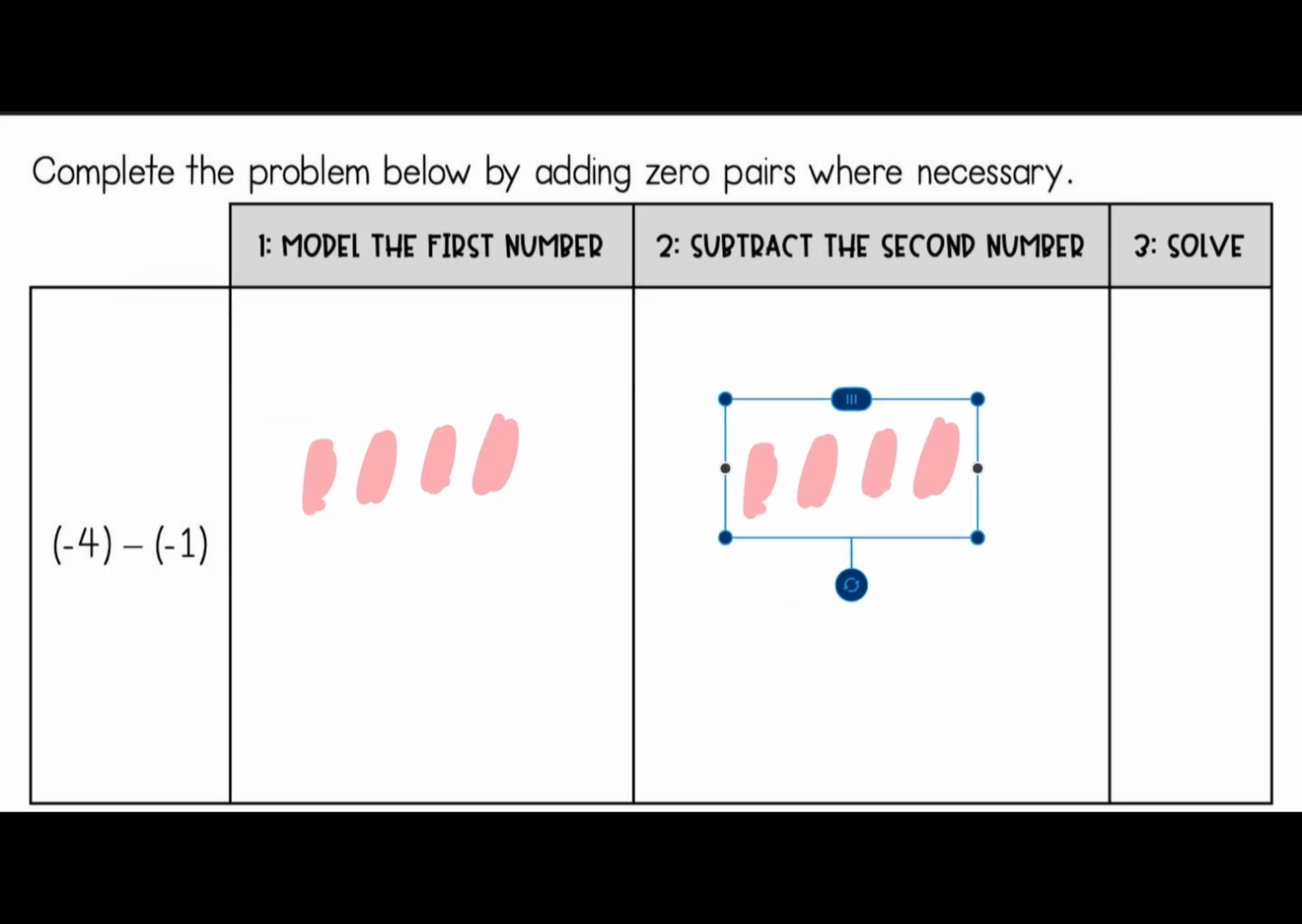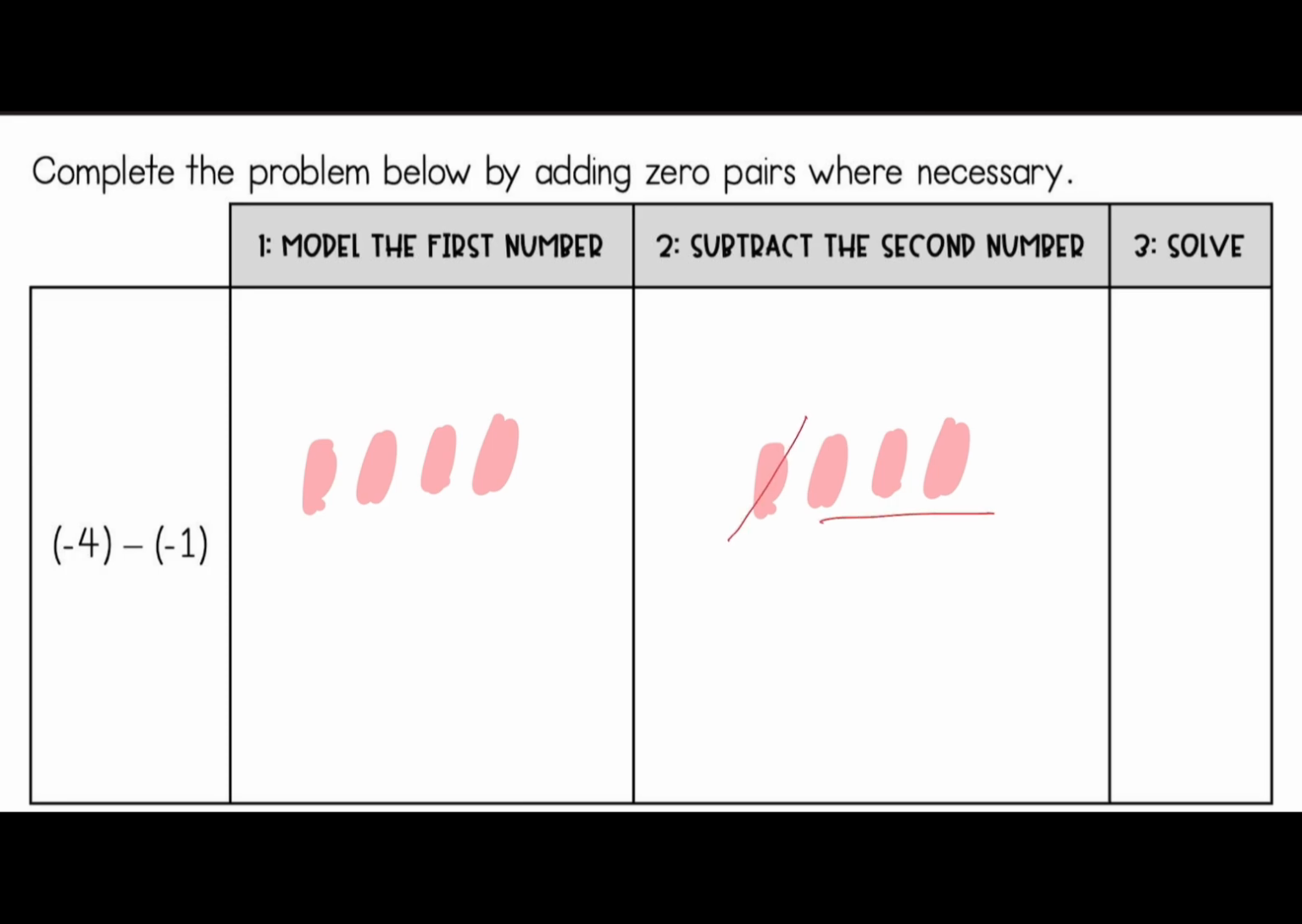If I have it already, do I have to add any 0 pairs? No, you do not. I can just take away what I need to take away. I take away 1 negative and I'm left with negative 3. Okay, what pattern are you noticing? Do you notice any patterns?